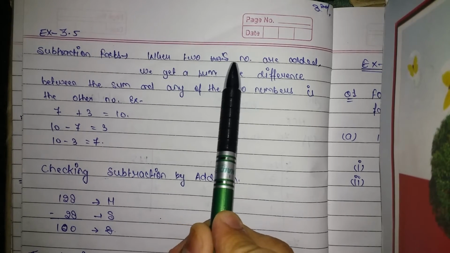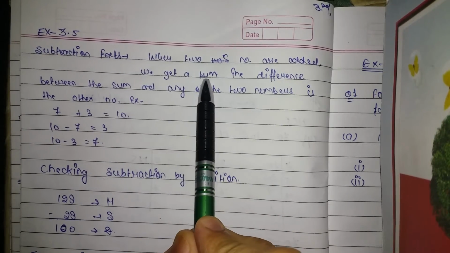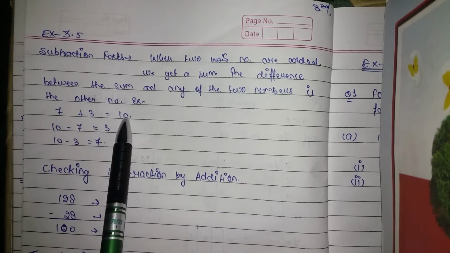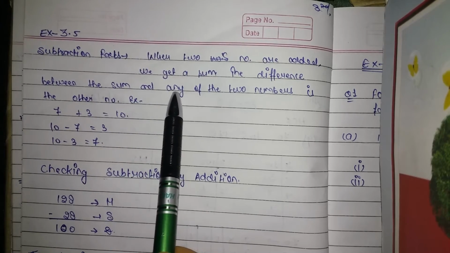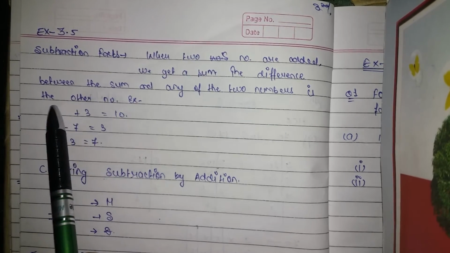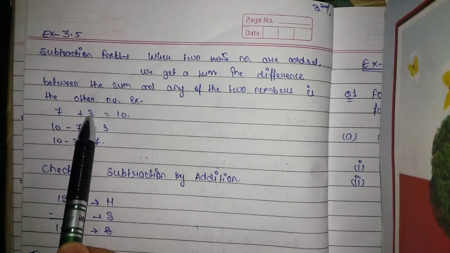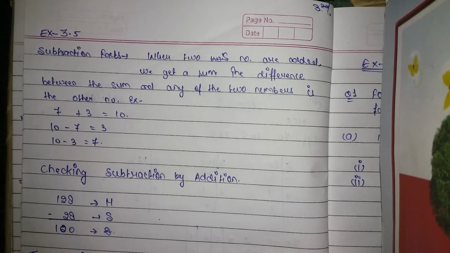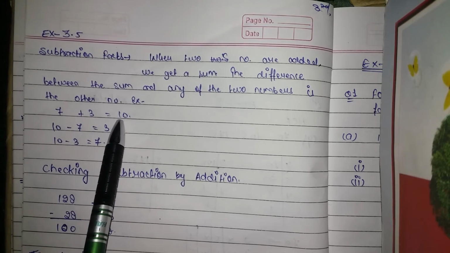When two numbers are added, we get a sum. Suppose 7 plus 3, when I'm adding these two numbers I'm getting 10, which is the sum of these two, right? Now the difference between the sum and any of the two numbers is the other number. Means from the sum, when you are subtracting one of these numbers, then you will get the second number as your answer. For example, 7 plus 3 has been added to get 10.